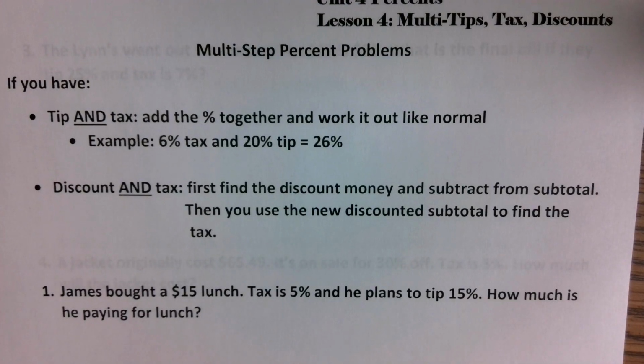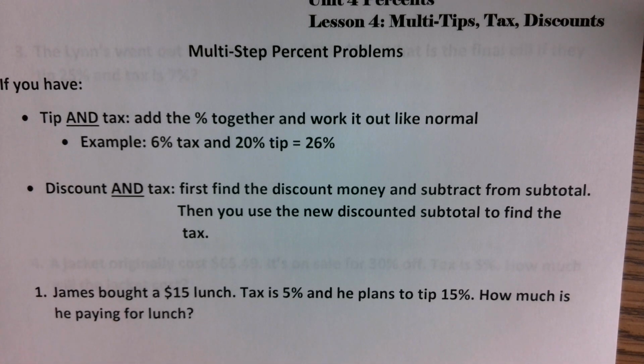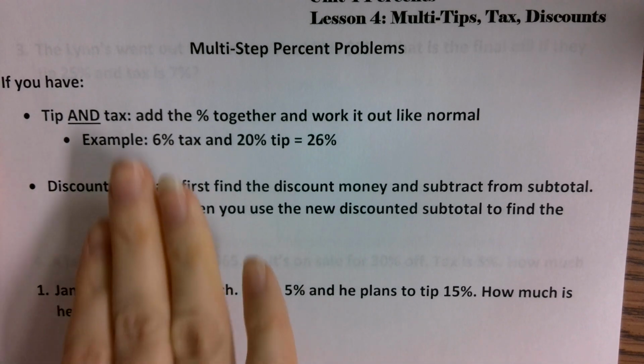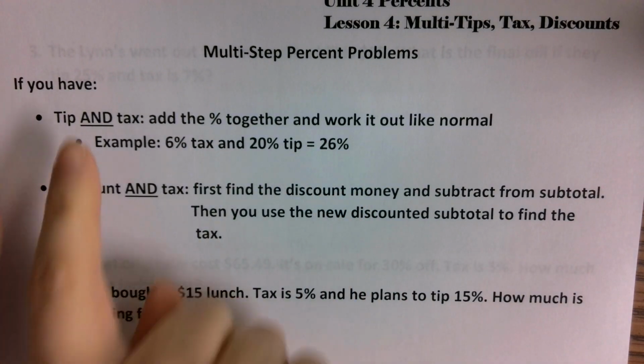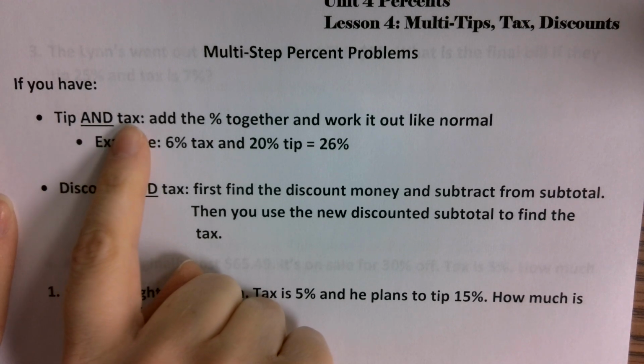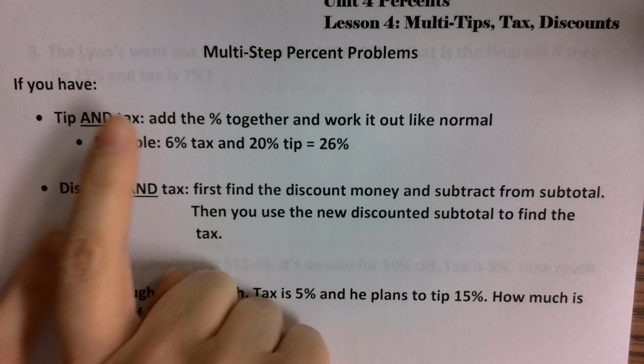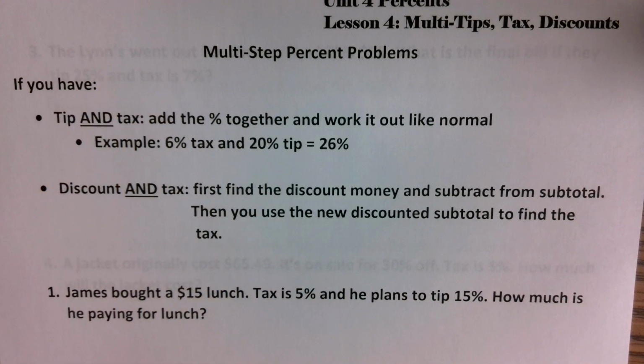All right, if you are in a situation in which you have multi-step percent problems, meaning that you are not just finding tip, you are finding tip and tax. Or you're not just finding a discount, you're finding a discount and tax. When you've got more than one percentage situation, then you've got different ways to go about solving. If it happens to be tip and tax, if it's a situation where you're at a restaurant, you're tipping and you're paying tax, which is what happens. You do go to a restaurant, you pay your tip, you pay your tax.